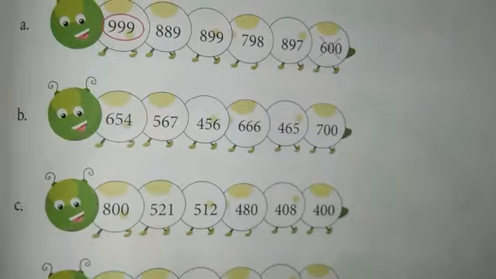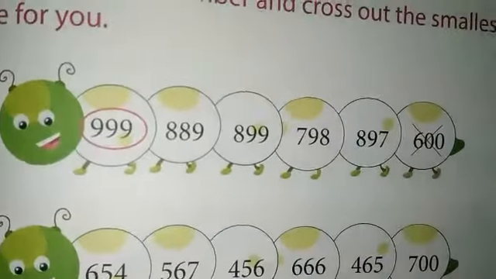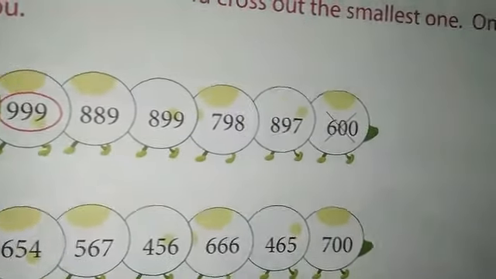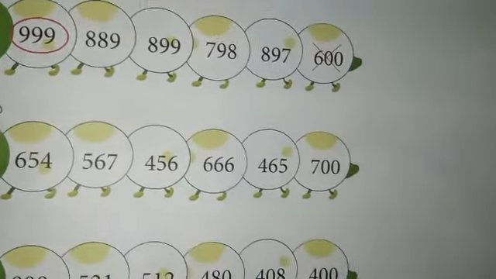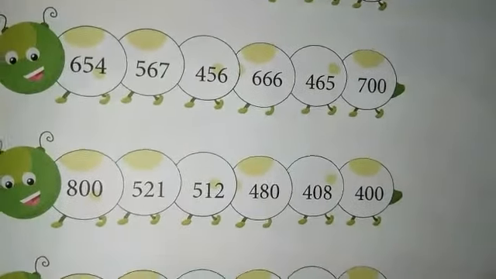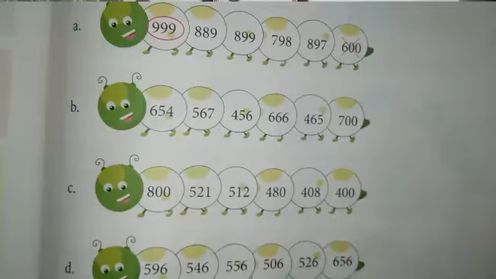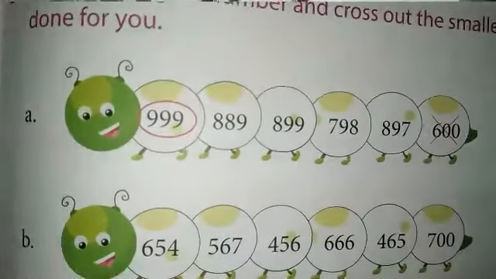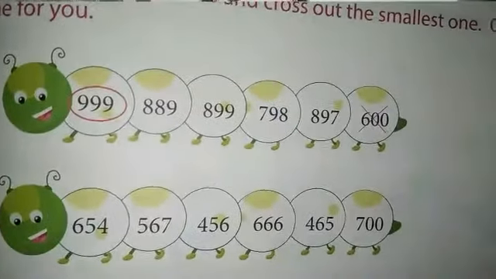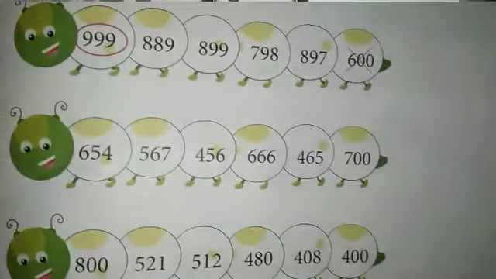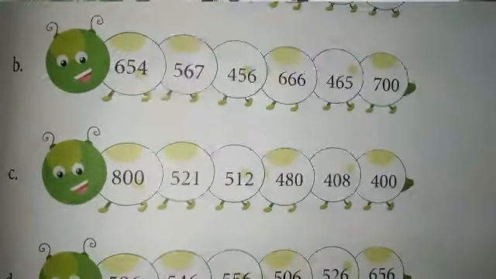Now today we will go on to the second part of it, that is on page 95. Circle the largest number and cross out the smallest one. 1 has been done for you. So the biggest number you have to put a circle and the smallest one you have to put a cross. Now in A, 999, 889, 899, 798, 897, 600. Now in this 999 is the biggest and 600 is the smallest.